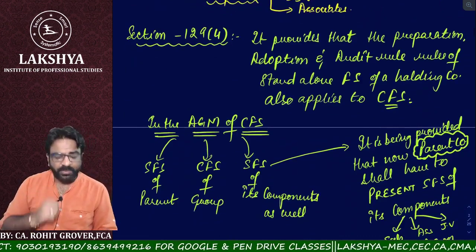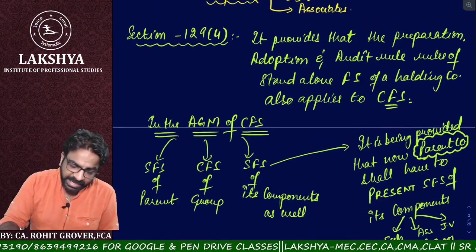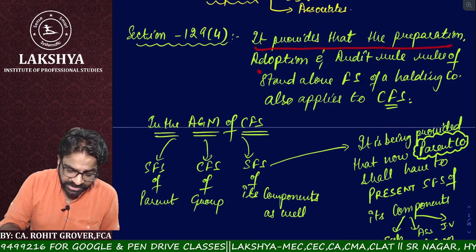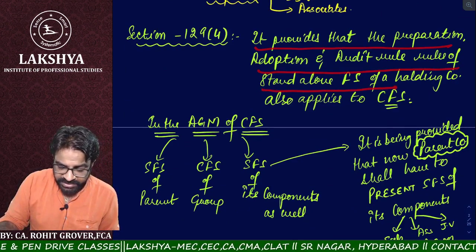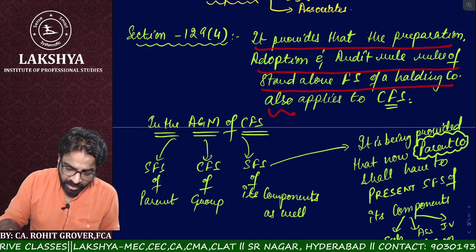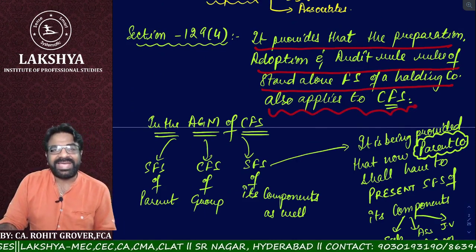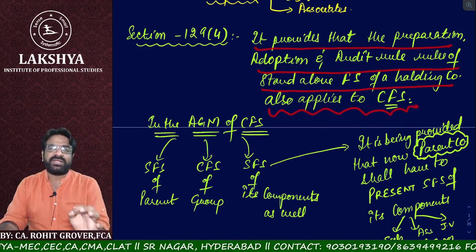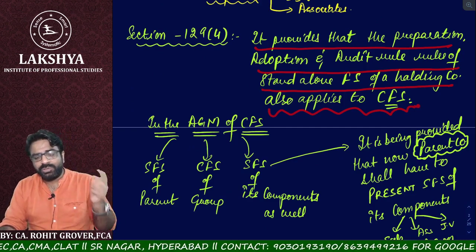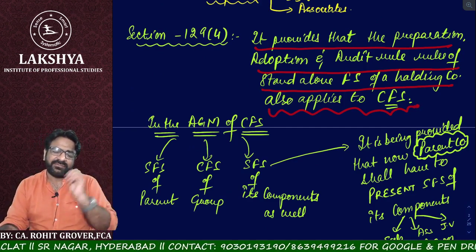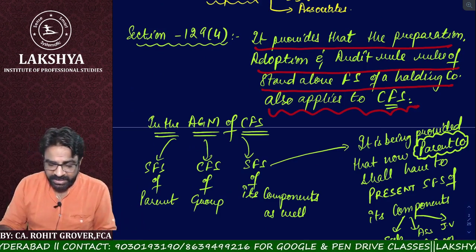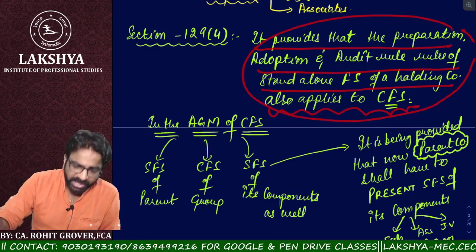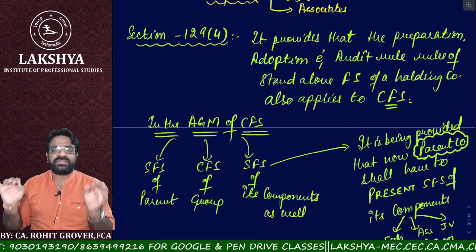And what is section 129 subsection 4 saying? It provides that the preparation, adoption, and audit rules of standalone financial statements of a holding company are also applicable to consolidated financial statements. Whatever the rules, regulations, and audit standards are applicable to the standalone financial statements of the holding company are equally applicable to the consolidated financial statements.